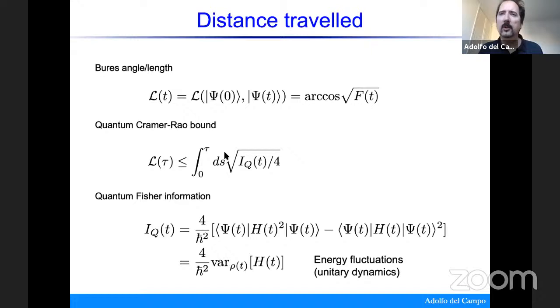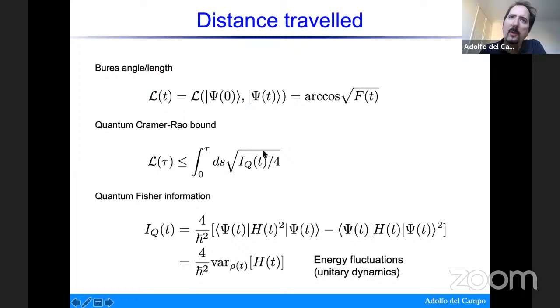Now, quantum speed limits, in particular the speed limit of the Mandelstam-Tamm type, can be reformulated as an upper bound for the Bures angle in terms of some quantity. This is squared, in particular, this integral. So essentially, the distance traveled by the quantum state during an evolution for time tau is upper bounded by the integral of the square root of the quantum Fisher information.